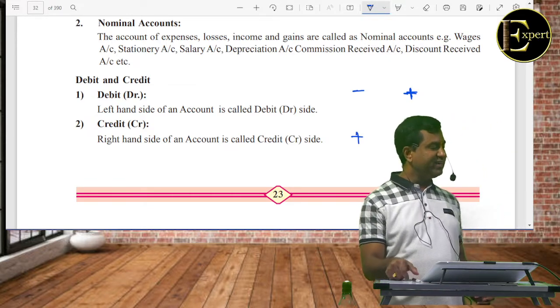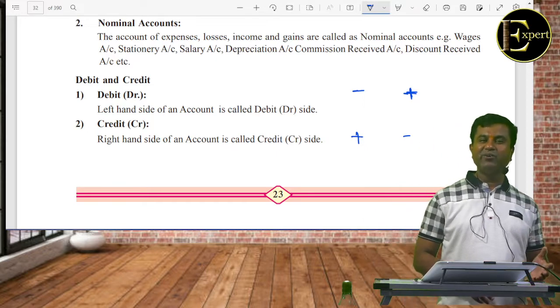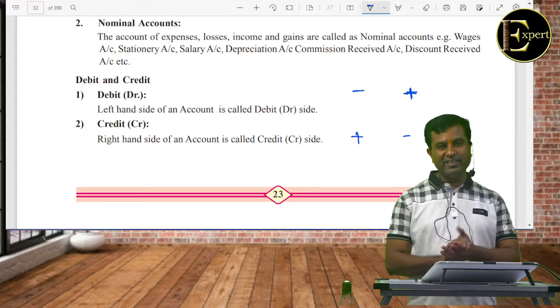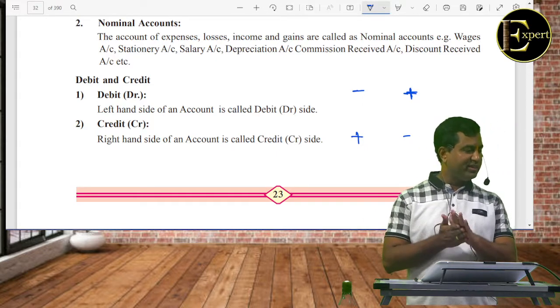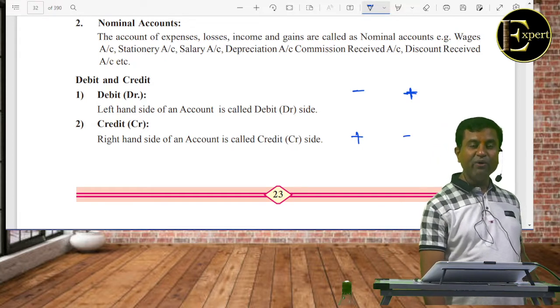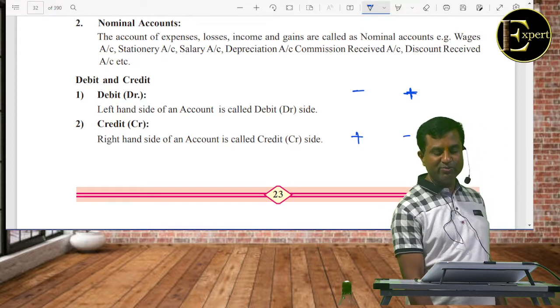Whereas it is given here, debit का मतलब left hand side of the account है, credit का मतलब right hand side of the account है. That is another terminology here. So that is how they have defined how the types of account are there. So you must be clear.